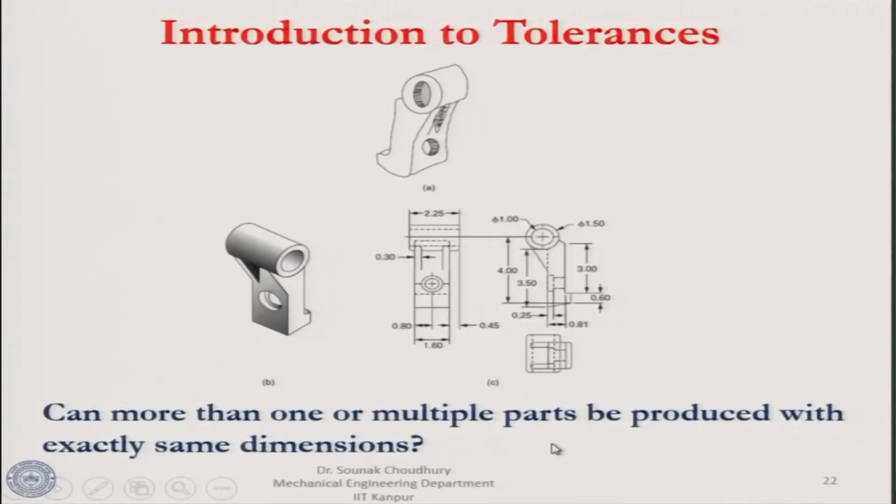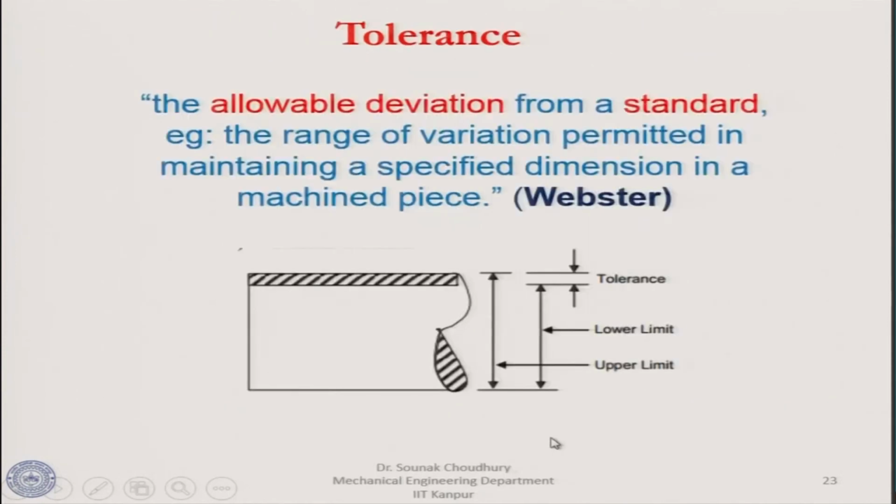Can multiple parts be produced with exactly the same dimension? So, we said that it cannot be. Now, the allowable deviation from a standard, for example, the range of variation permitted in maintaining a specified dimension in a machine piece is the tolerance. So, this is simply taken from the Webster dictionary, how the tolerance is defined. So, this is the allowable deviation. I gave you an example.